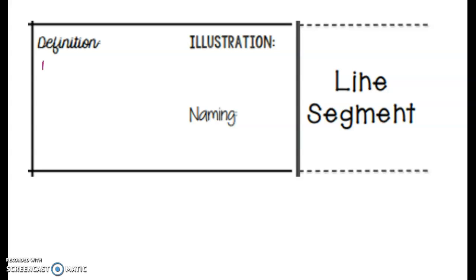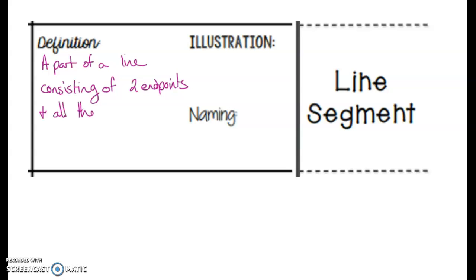So a line segment is a part of a line, and it consists of 2 endpoints and all the points in between those endpoints. I'm going to abbreviate points. So now since it's a portion of a line, it's also two-dimensional, so I'm going to hit 2D to remind us. So a line segment, I'm going to call this F and then G.